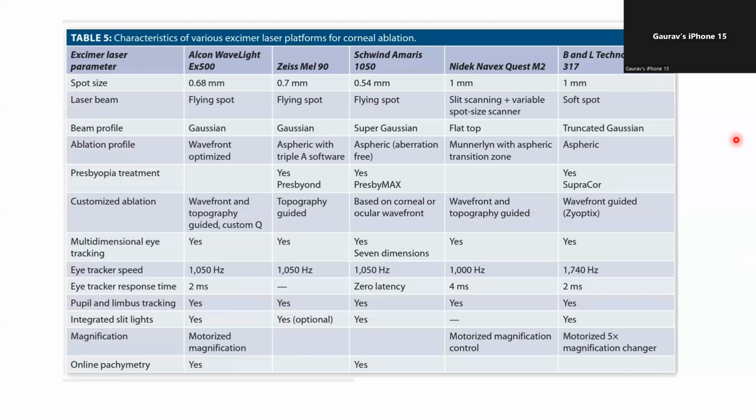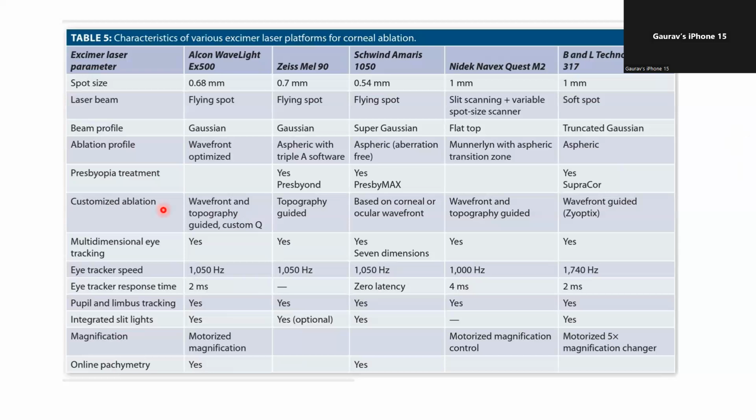Sure. So basically, what I understand is that our machine, the EX500, when we do that registration which we do before all the topo-guided treatments for cyclotorsion, it is a passive thing, which means that it will take a registration and then it will decide, but it cannot actively monitor the cyclotorsion of the eye, and it cannot compensate for it.